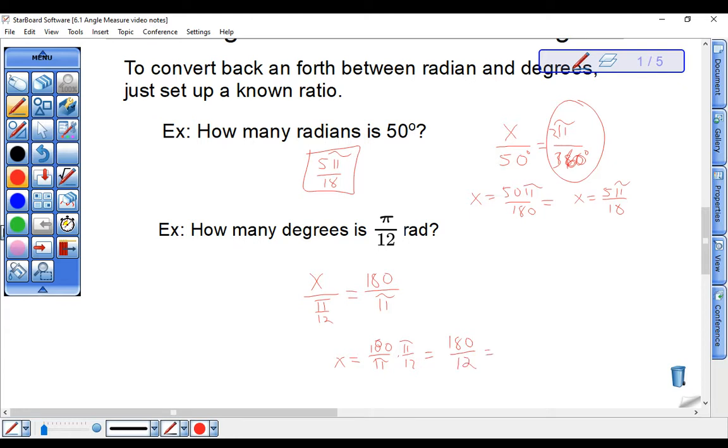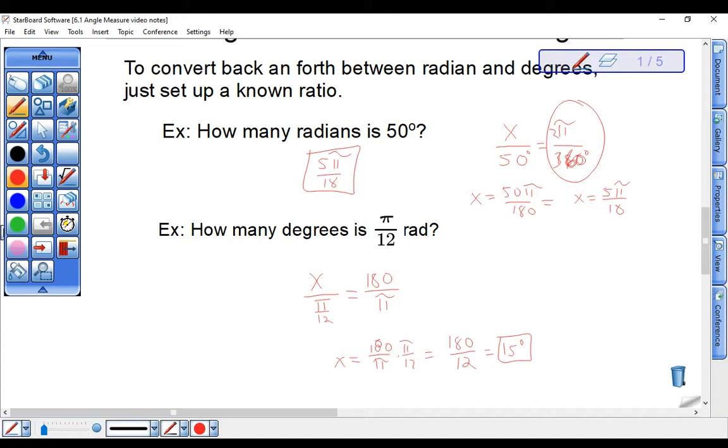And 180 divided by 12 is 15 degrees. So how many degrees is pi over 12 radians? It's 15 degrees. Okay, so same thing, converting radians to degrees, you set up a ratio, right? Radians over degrees equals radians over degrees. How do you want to convert radians to degrees?